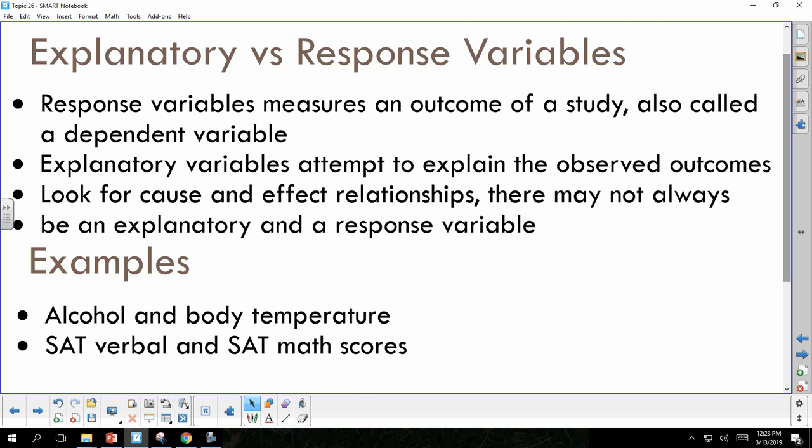Next one, SAT verbal and SAT math scores. Do we think there's a strong relationship between those two? The people that do well on the SAT verbal do well on the SAT math? Yes, and vice versa. Does one necessarily cause the other? No. So there's probably a strong relationship here, though there's not necessarily an explanatory or response variable. So keep that in mind. When we don't have an explanatory or response variable, we can choose whichever one we'd like to go on the X and the Y axis.